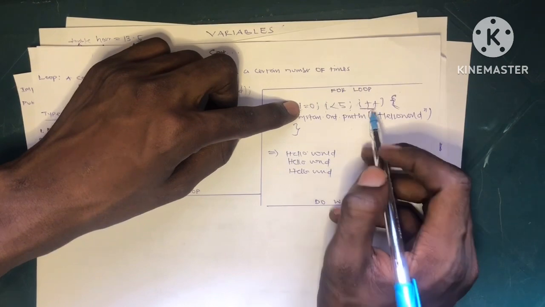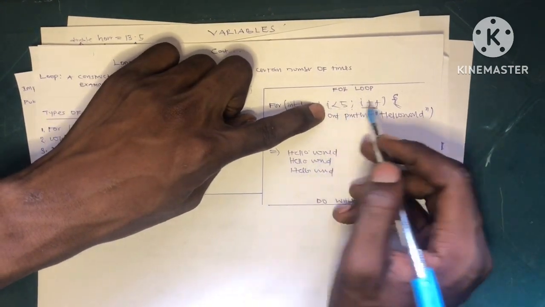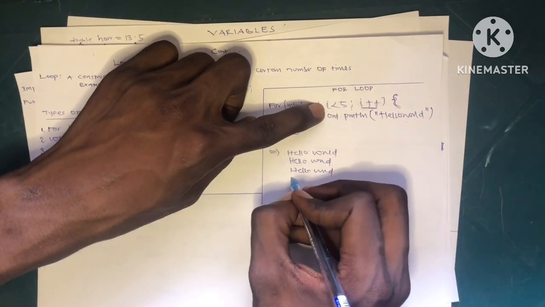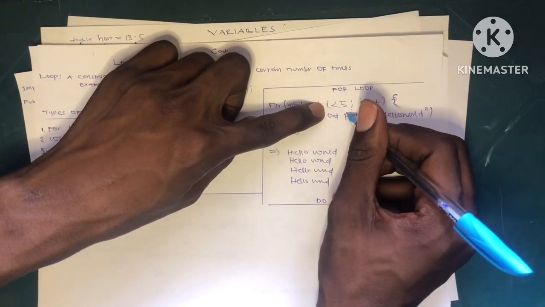Then it asks again. Print hello world. Then it will come and ask, is 3 less than 5? Of course, 3 is less than 5. Then print hello world. Then it will now add 1 to 3, making it 4. Can you see how it works?